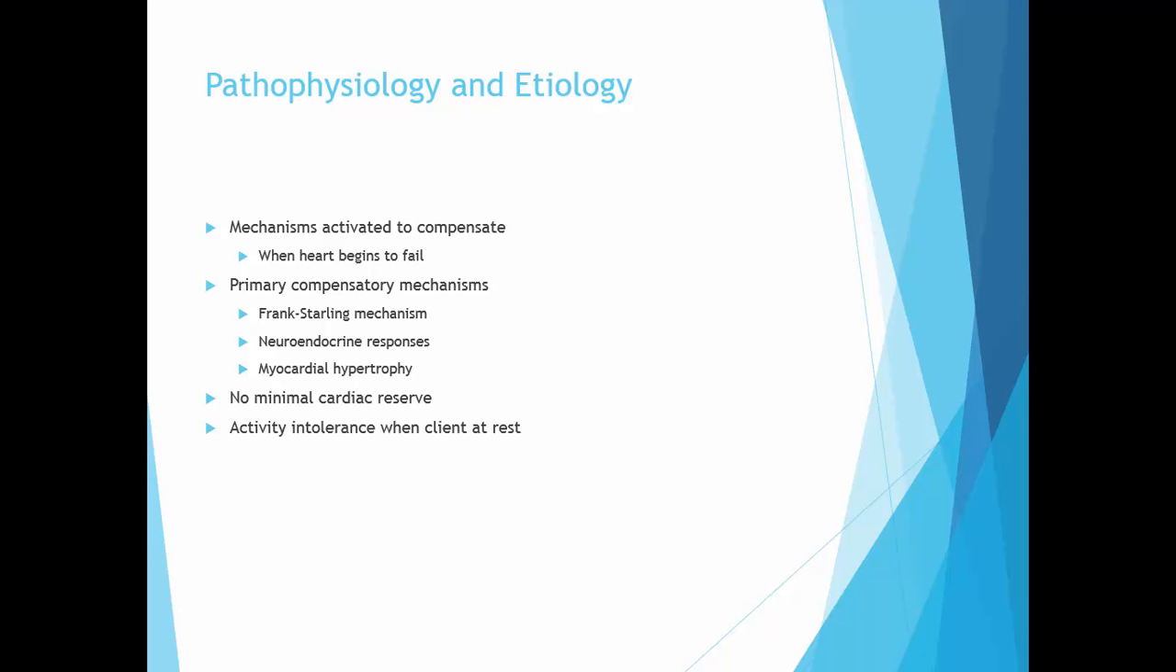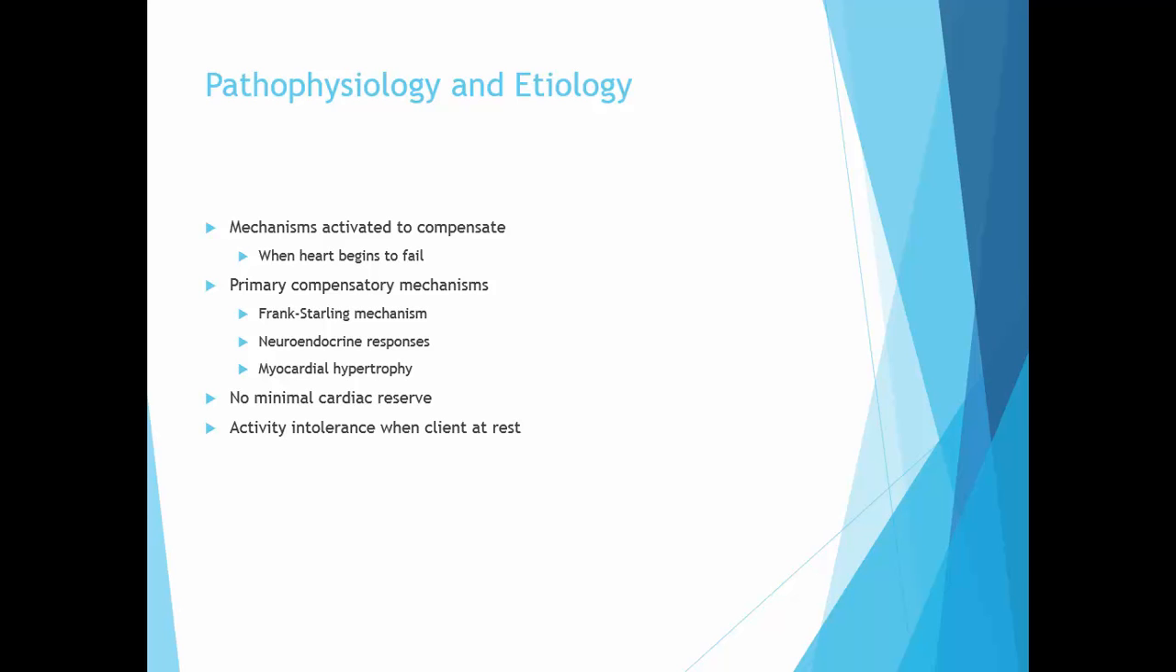Looking at the pathophysiology, mechanisms are activated to compensate basically when the heart begins to fail. Their primary compensatory mechanisms include, I'm going to talk about the neuroendocrine responses first because it has something to do with the Frank-Starling mechanism. So looking at the neuroendocrine responses, the activation of the sympathetic nervous system and the renin-angiotensin system is done to increase renal perfusion.